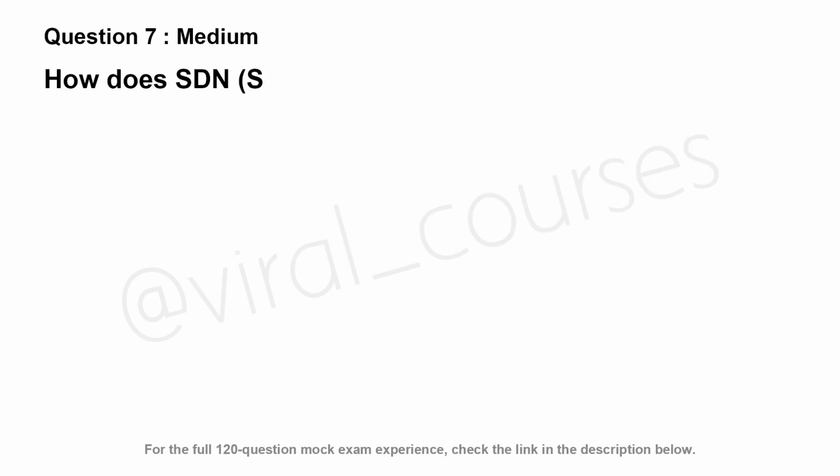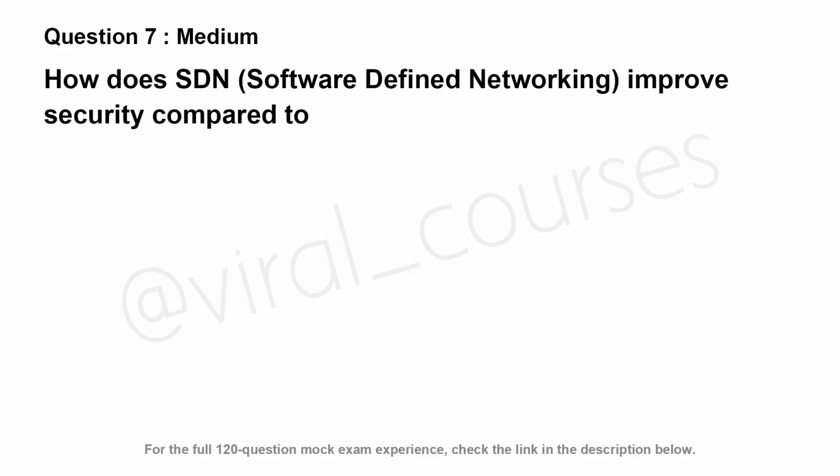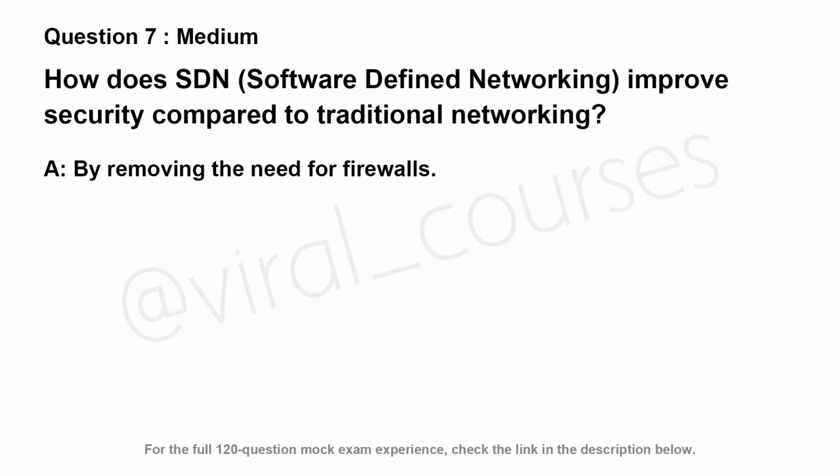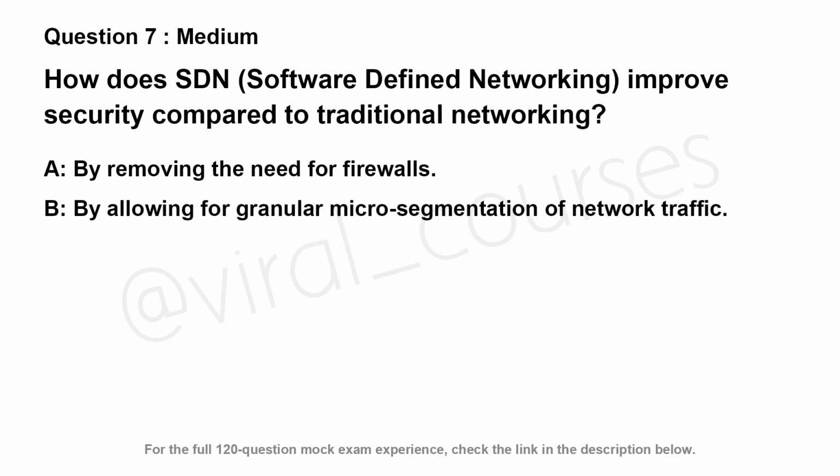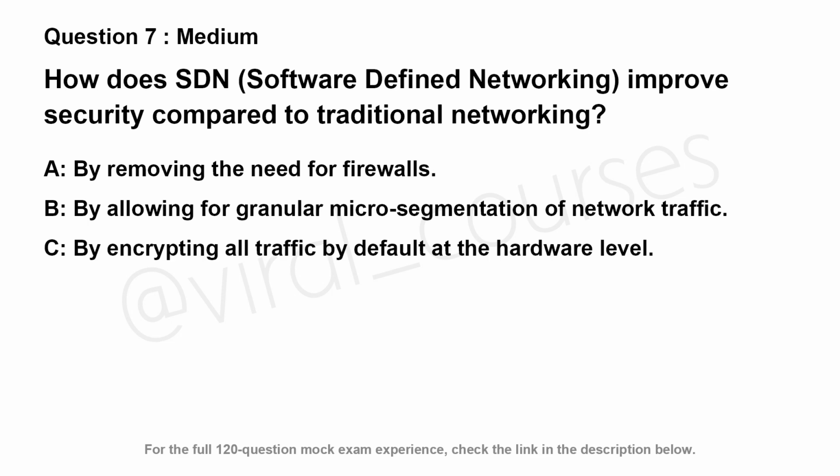How does SDN, software-defined networking, improve security compared to traditional networking? Option A. By removing the need for firewalls. Option B. By allowing for granular microsegmentation of network traffic. Option C. By encrypting all traffic by default at the hardware level. Option D. By making the network faster.